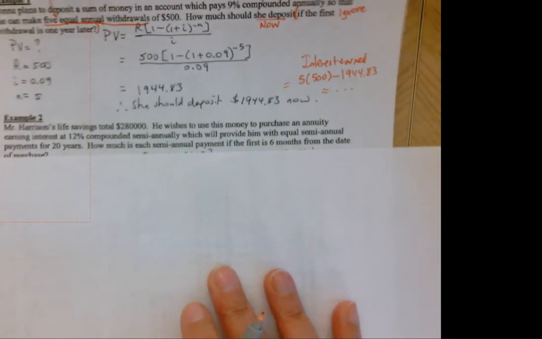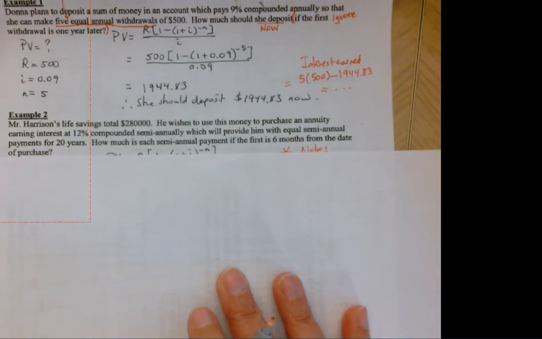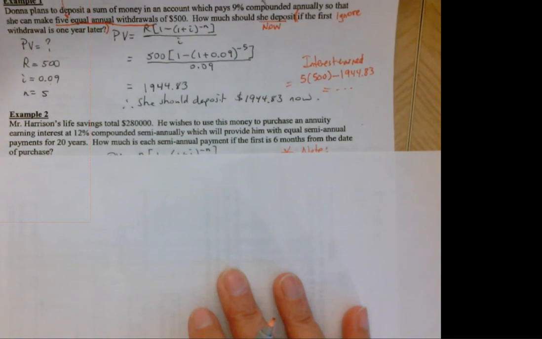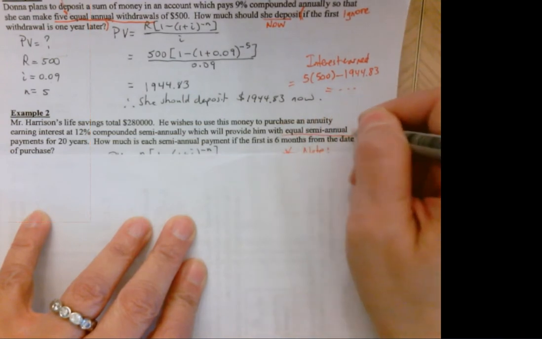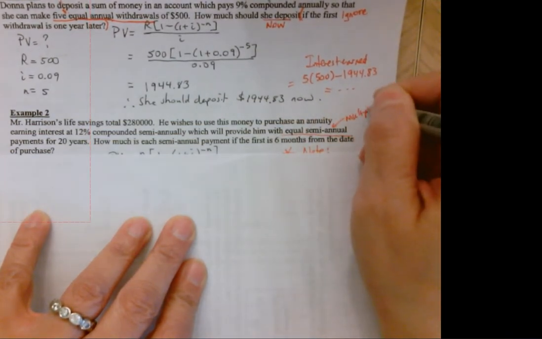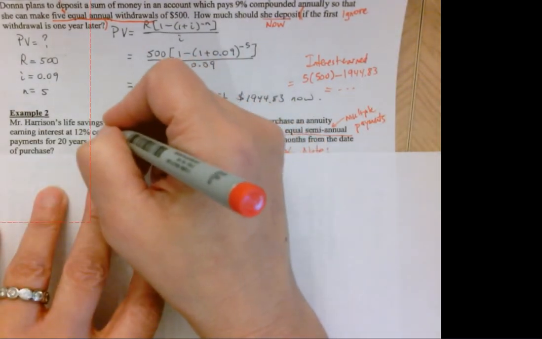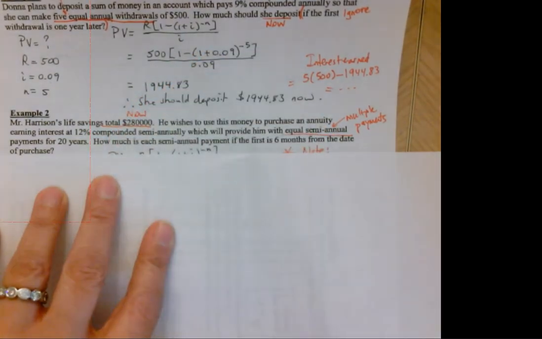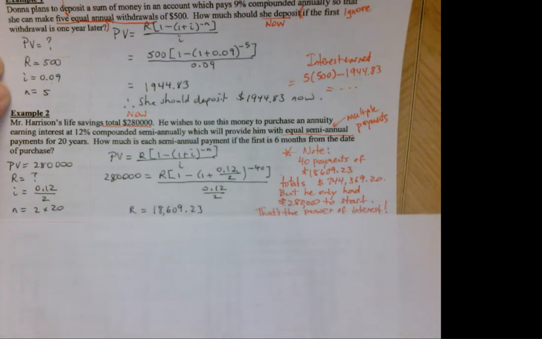Second example. Here's a retirement example. Mr. Harrison's life savings total $280,000. He wishes to use this money to purchase an annuity, earning interest at 12% compounded semi-annually, which will provide him with equal semi-annual payments for 20 years. So this is how you know it's multiple payments. And how do you know it's present value? Because he has this now. And he wants to put it in the bank and pay himself money from the bank over the next 20 years. So how much is each semi-annual payment?